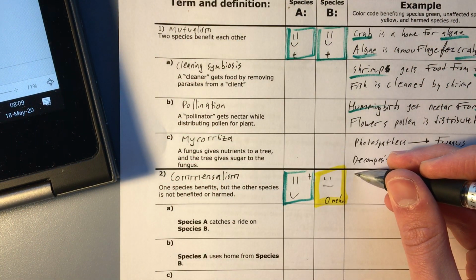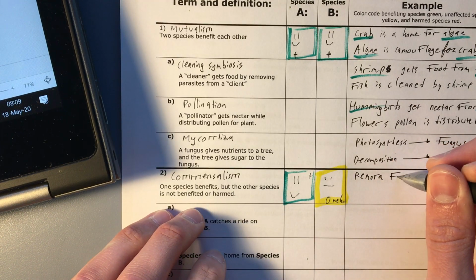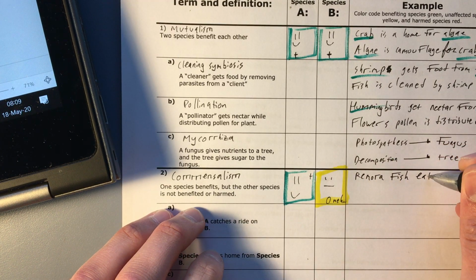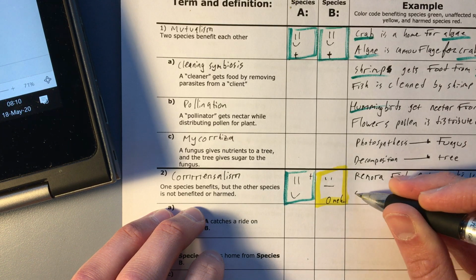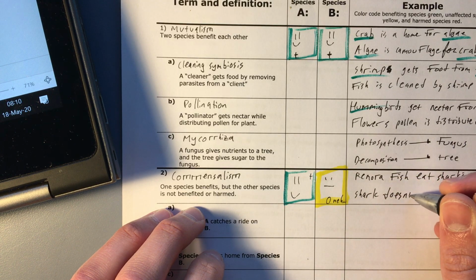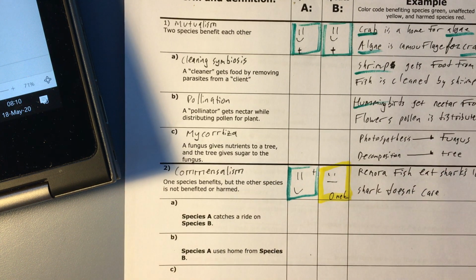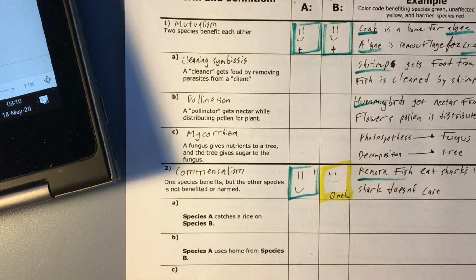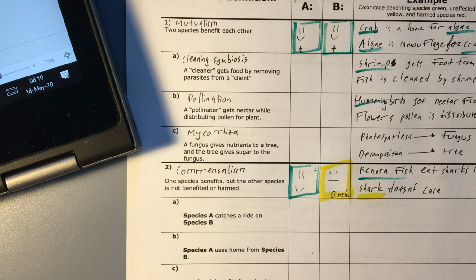So here we could say that the remora fish eat a shark's leftovers. The shark doesn't really care. He's done with his meal, so it's not like there's any competition. So here we can say the remora fish eats the shark's leftovers, and the shark doesn't care. So that's that species right there.